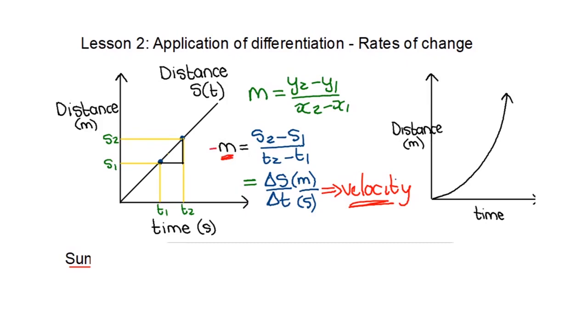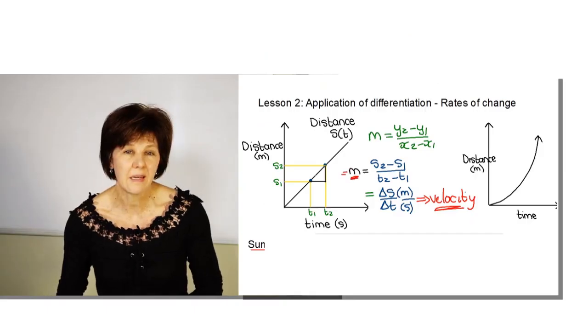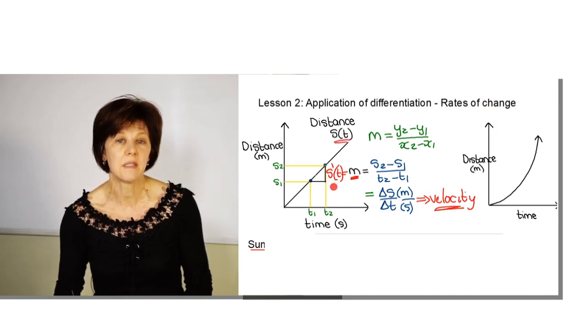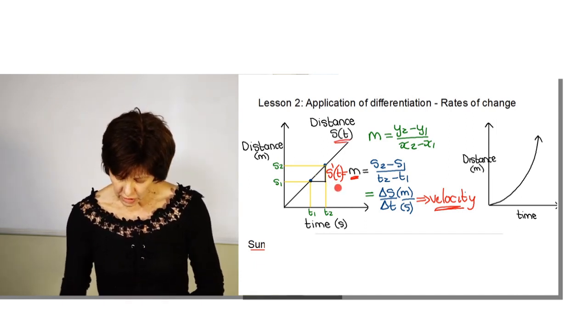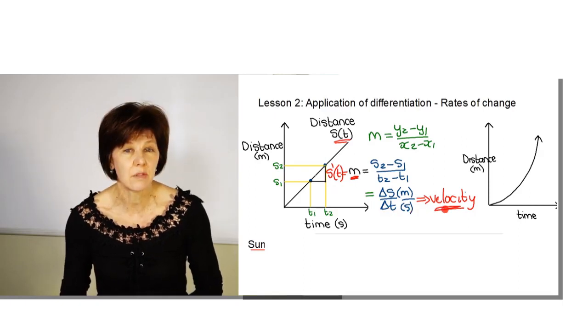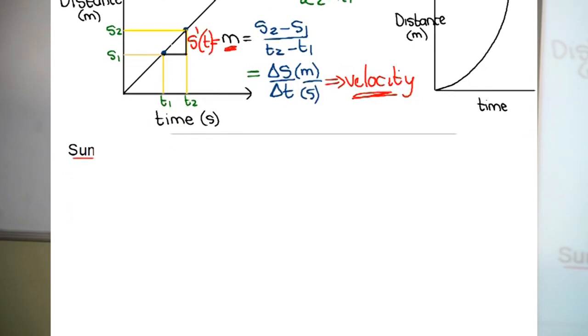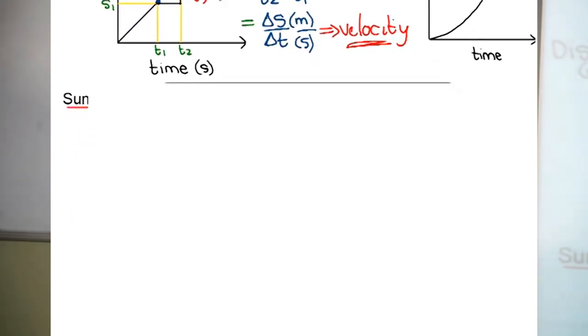And what gave this velocity? Velocity is given by the gradient. And the gradient, we already said in our previous lesson, is the derivative, in this case, of the distance formula. So if I differentiate the distance formula, I'm going to end up getting velocity. In a similar way, I can put velocity on the vertical axis and time on the horizontal axis, and if I look at the gradient, I'll end up having acceleration.